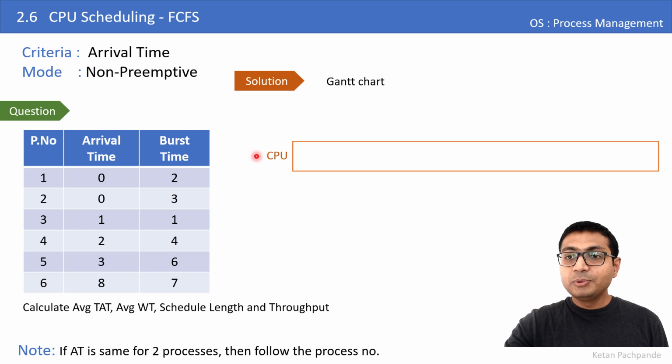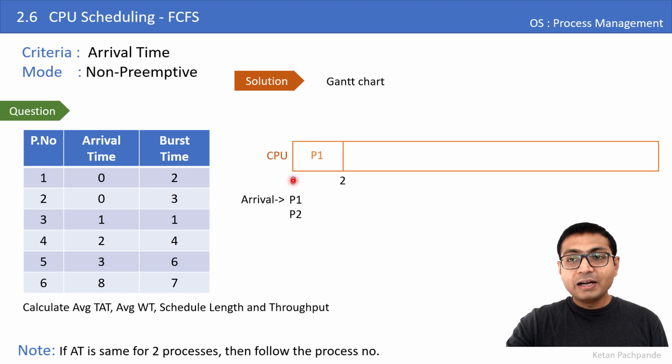Let me demonstrate it with the help of this CPU timeline here. I have taken this CPU timeline starting with 0. So let's assume that at time t equal to 0 I have marked here. I am going to mark the arrival of processes below this timeline, and I am going to mark the completion of processes above the timeline. So let's start the execution. At time t equal to 0, processes P1 and P2 arrive.